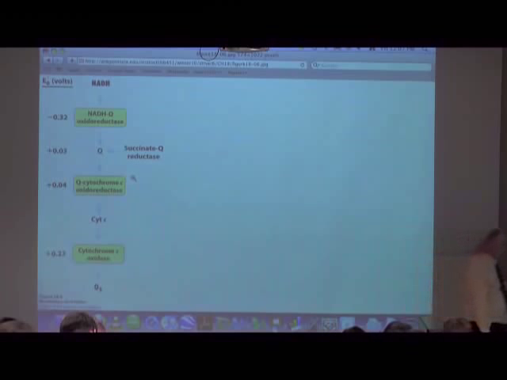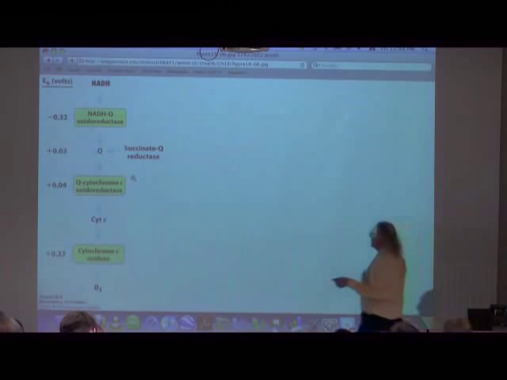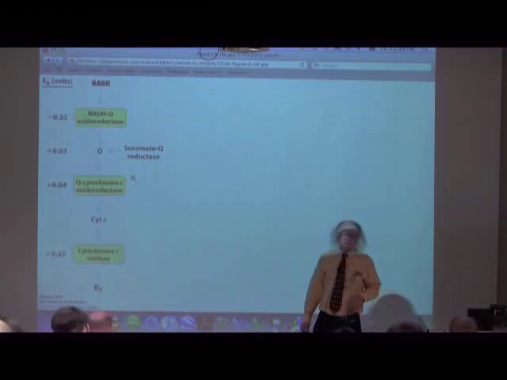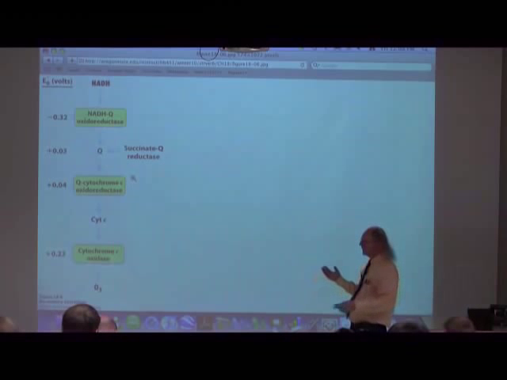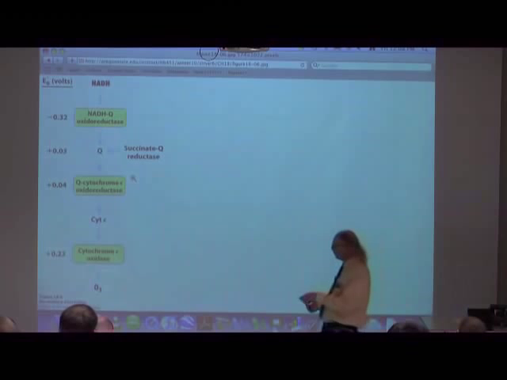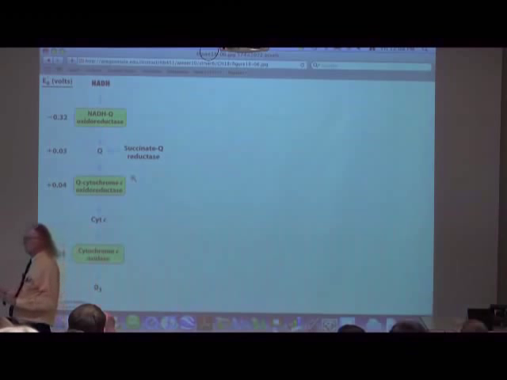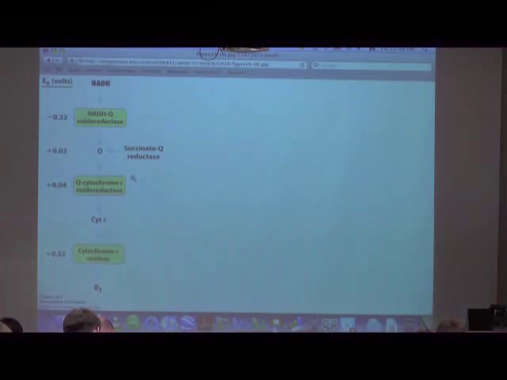Now, we see entry points for electrons from both FADH2 and NADH. And by virtue of the fact they come in at different places in the cycle, we will see that different amounts of energy are generated as a result of the movements of electrons through these. The movement of electrons through these complexes is generating potential energy. Underline that, okay? The movement of electrons through the complexes is generating potential energy. We'll see what the form of that is in just a minute.